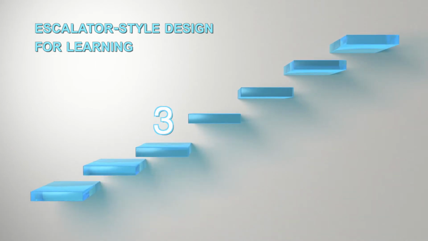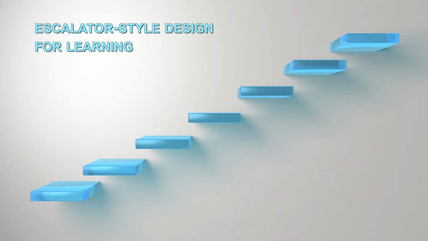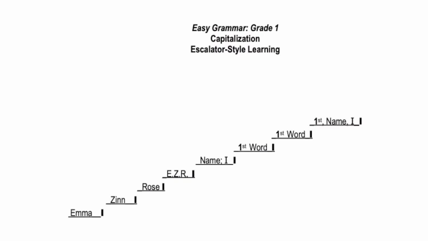Easy Grammar Grade 1 is also unique in that I use a building block escalator style design for learning. This means that step 1 begins with the most basic skill. Using that learning, students move to step 2. Using their former learning in steps 1 and 2, students progress to the third step, and so on. This is a mastery learning technique. Let's look at this building block approach used in Easy Grammar Grade 1 for the first 13 days of capitalization.